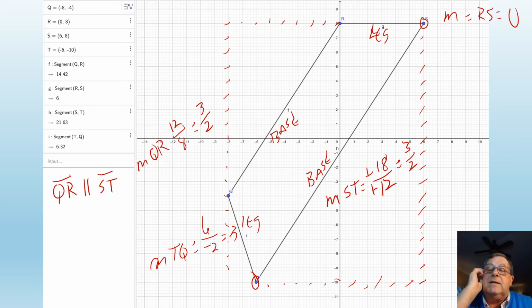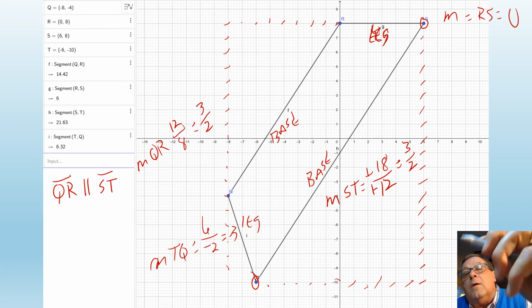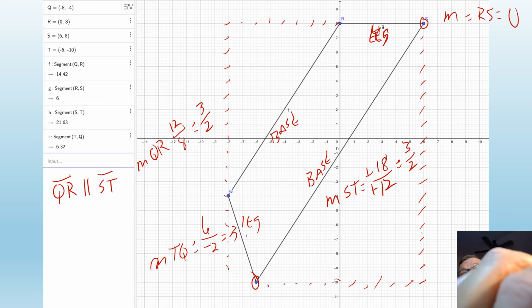So let's go to our second test, and that is the length. We're going to check the length of RS and TQ. Well, the length of RS, I could use my distance formula, but I don't really have to because I can just count this off on the coordinate plane. 1, 2, 3, 4, 5, 6. So that has a length of 6.